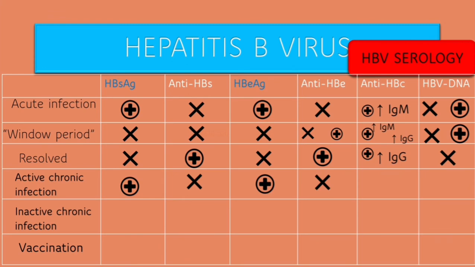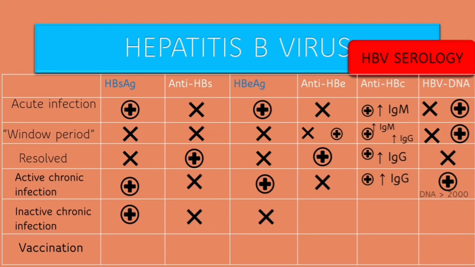But the antibodies against the core antigen, you will see them, particularly of the IgG flavor, right? And we are saying this is active chronic infection, right? So here you will see the DNA. In inactive chronic infection, you will see the HBV surface antigen, but the antibodies against it you will not see.